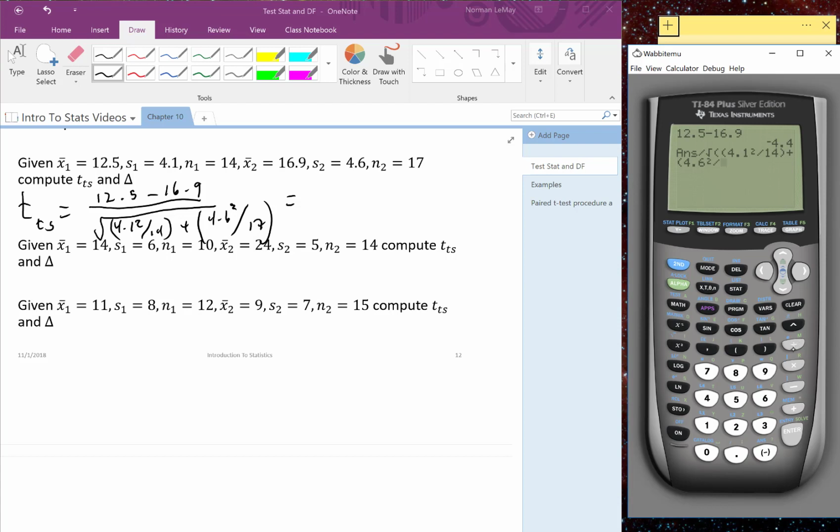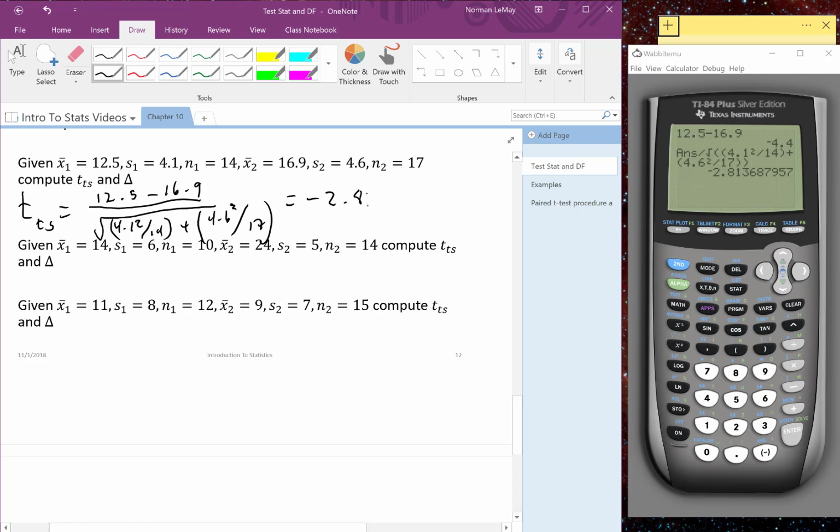divided by 17. Close. And then do one more closed bracket to match our first open bracket for the square root. If you always do it this way, you can never go wrong. Rounding to 2 or 3, I'll take this to 3 decimal places. So we get negative 2.814.